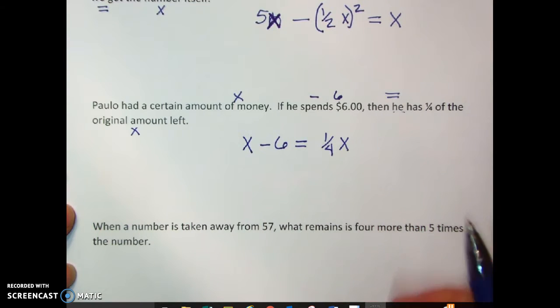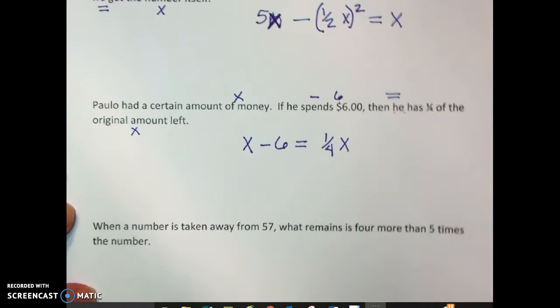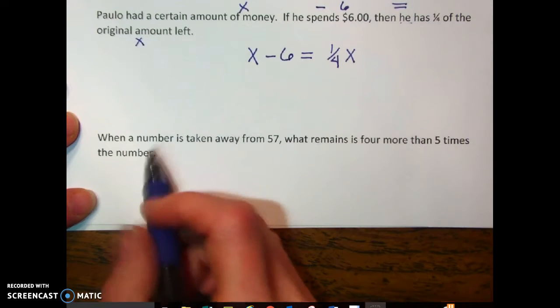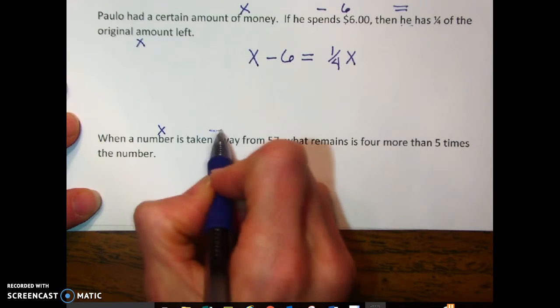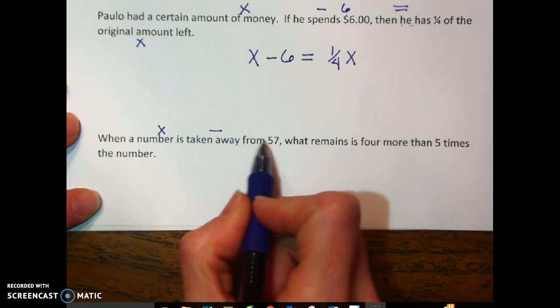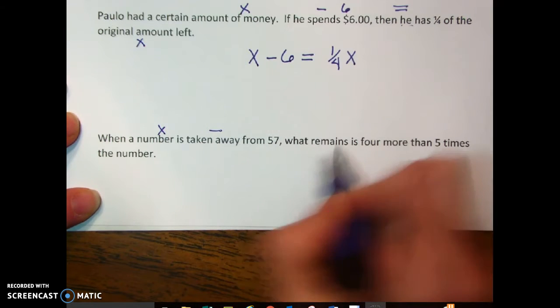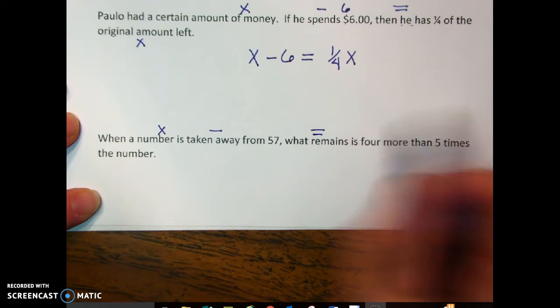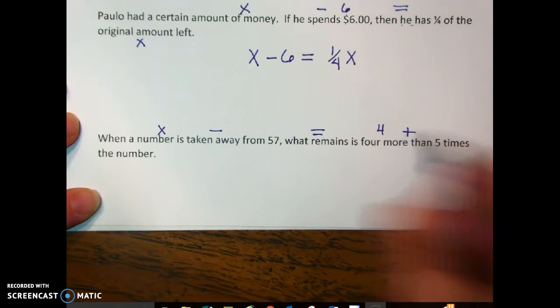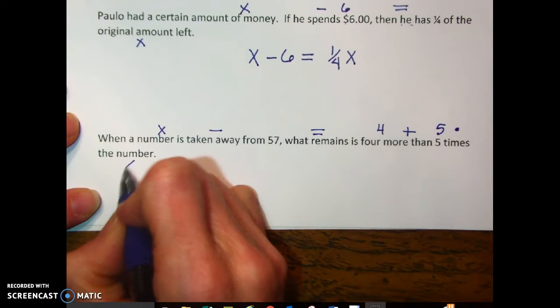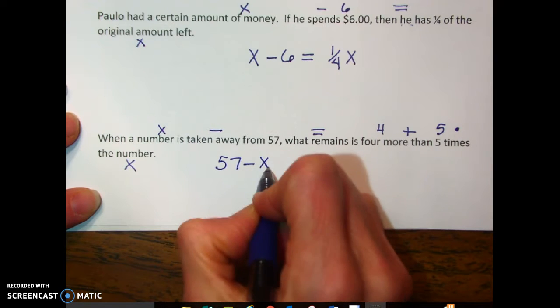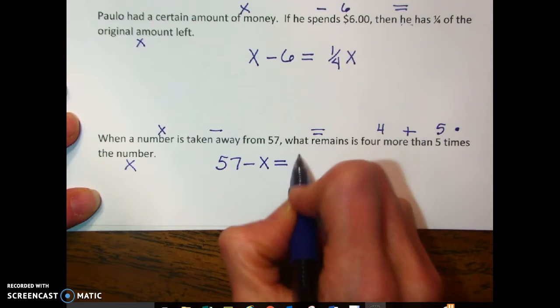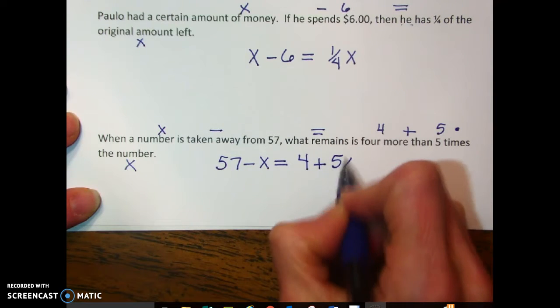Now, in a future lesson, we'll look at actually going through and solving some of these equations that we translate. But right now, we just want to get practice with translating them. Okay, another one. When a number is taken away from 57. So a number taken away means subtraction, but we're going to have to be careful here. This is going to be 57 minus x. What remains, that means our equal sign, is 4 more than 5 times the number. Okay, so again, a number is taken away from 57, so 57 minus x. What we have left is 4 more than 5 times the number.